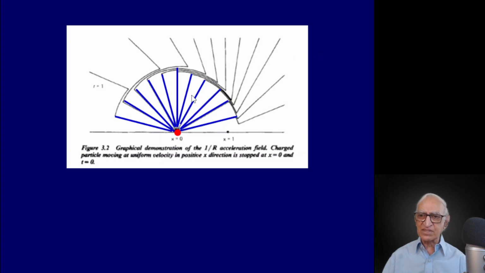Now let us look at this diagram. This is the x-axis. There is a charge moving with a uniform velocity, and I brake the charge and bring it to a halt at x equal to 0 at time t equal to 0. At that point, the clock starts ticking, t equal to 0, and the charge has come to a stop. It has been decelerated from a uniform velocity to zero velocity.